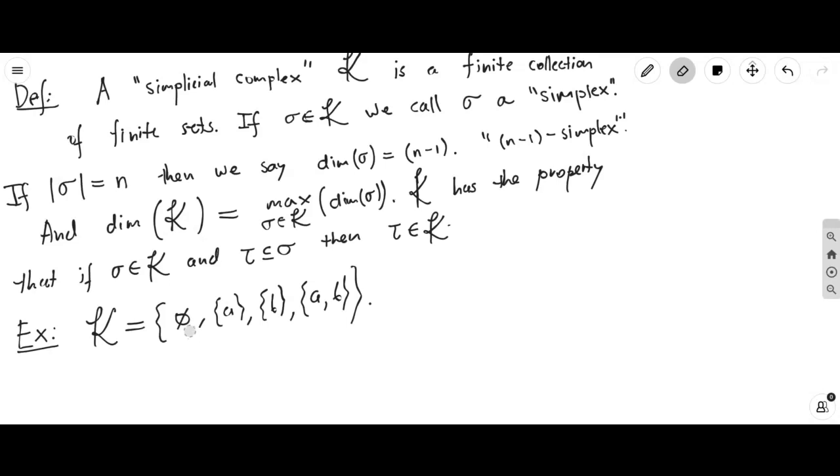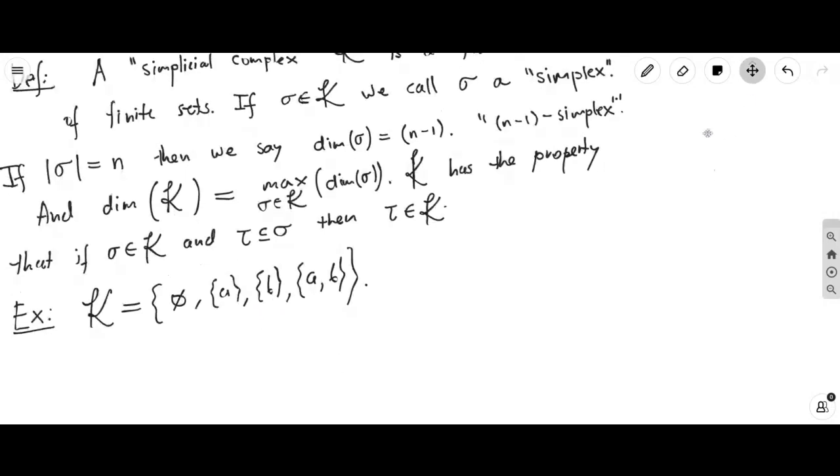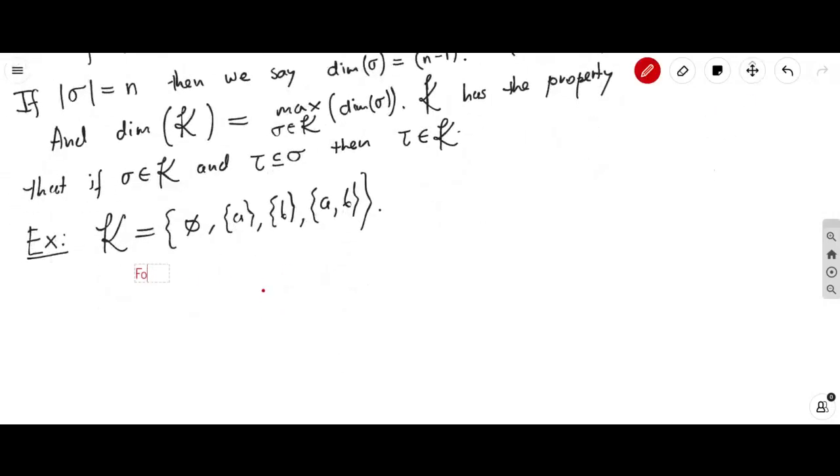So why is this a simplicial complex? Well, you can check that anything you choose in K, let's say you choose sigma, you can see that its subsets are included in here. So you have A and the empty set, and you have B and the empty set. And if you choose this one, its subsets are just itself and the empty set. And you can go through this, and you can see that this satisfies the definition of a simplicial complex. So this is the formal definition.